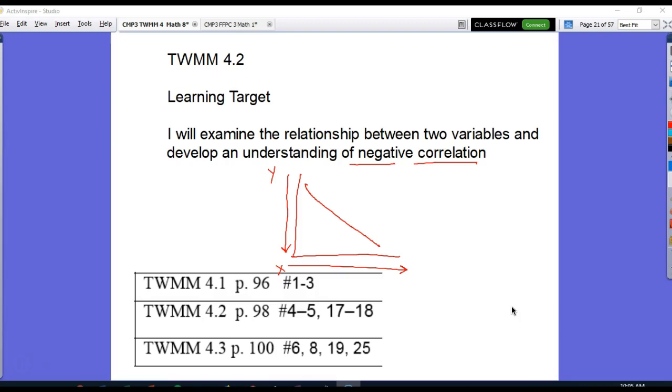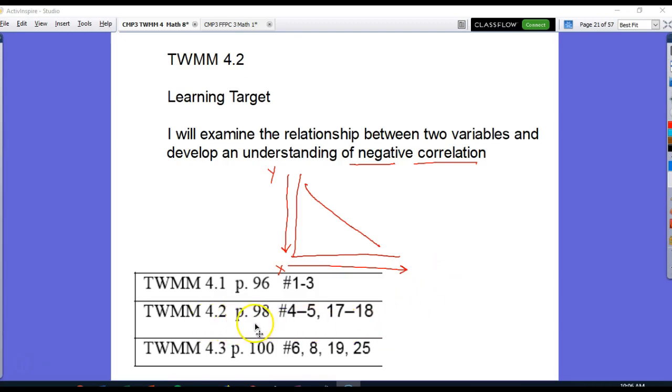Our learning target today is: I will examine the relationship between two variables and develop an understanding of negative correlation. And what negative correlation means is as one variable goes up, the other variable goes down. Okay, so we have a downward sloping line. That is a negative correlation.